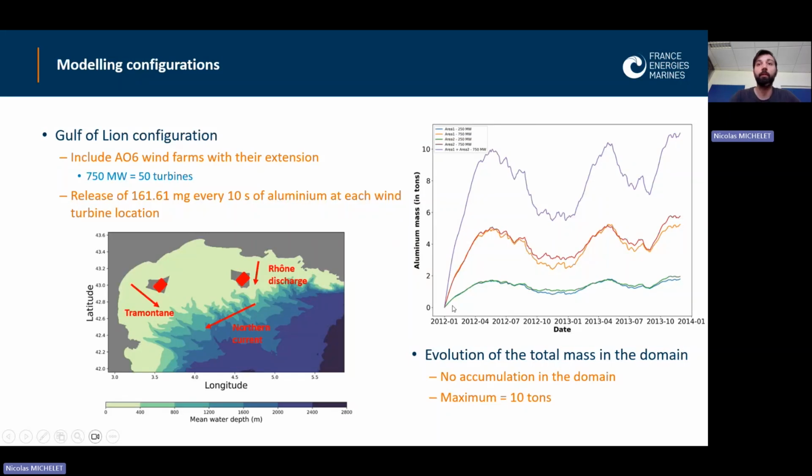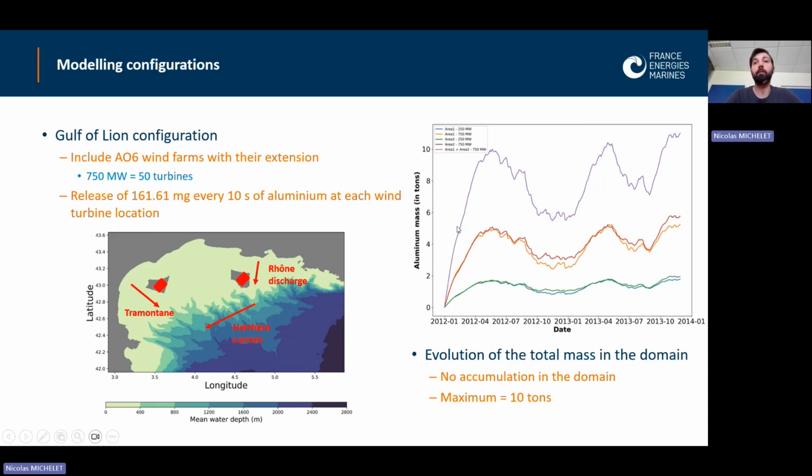So if we look at this graph, we can see the evolution of the total mass of aluminium. We can look at only the purple one, which is the sum of the two wind farms. We can see the initial phase where the aluminium mass is rapidly increasing, and we can see that the variation is influenced by the seasonal variability.